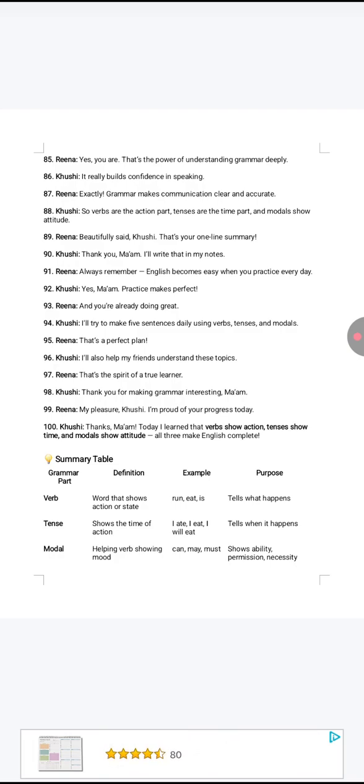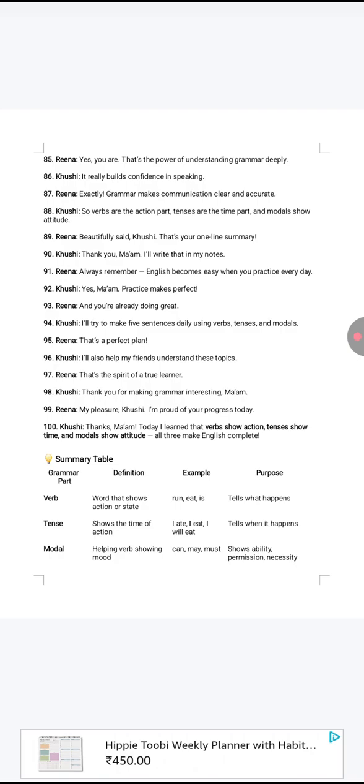Thanks, ma'am. Today I learned that verbs show actions, tenses show time, and modals show attitude. All three make English complete. Yes. So at the end, see the summary of all the three important topics. First, we have verbs. Basically, a verb is a word that shows action or state. For example, run, eat, is. What is the purpose of a verb?